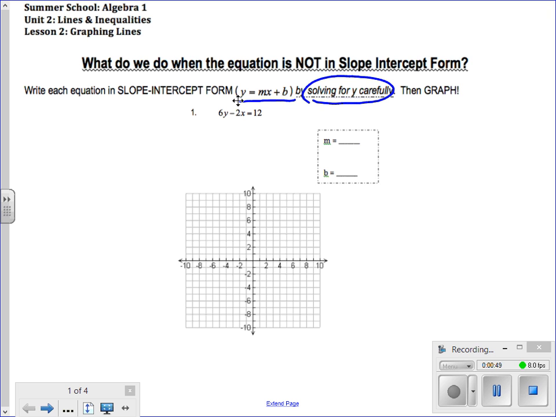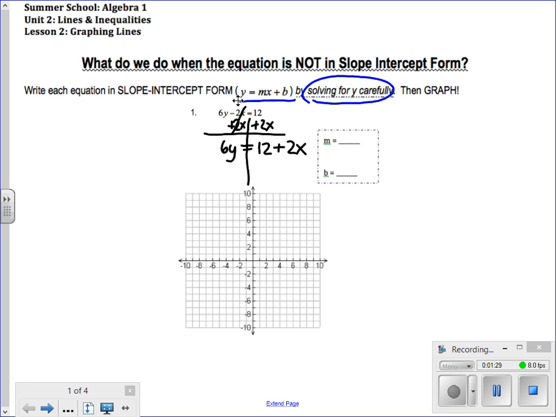Like any good solving equation problem in Unit 1, we drew our little line down so that we were really careful when we solved. Since I'm solving for the variable y, I need to move everything that isn't a y. So I'm going to start by adding 2x to both sides. That way, those 2 x's are gone, and I'm just left with 6y on the left equals 12 plus 2x. Now, I talked in Unit 1 about why we cannot combine the 12 and 2x. It's because they are not like terms.